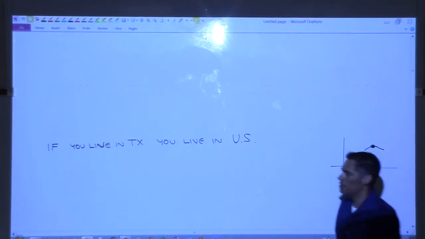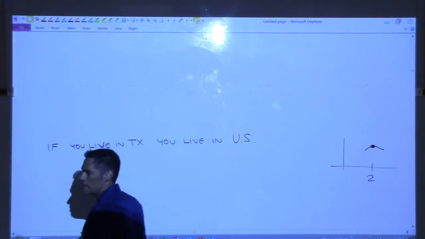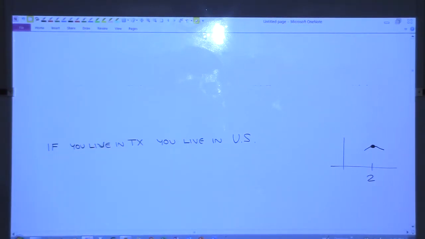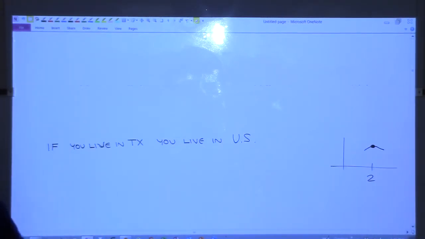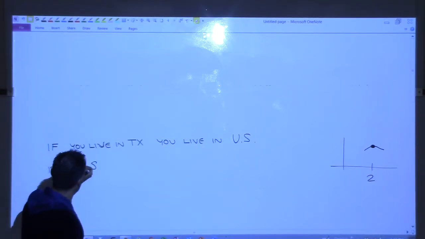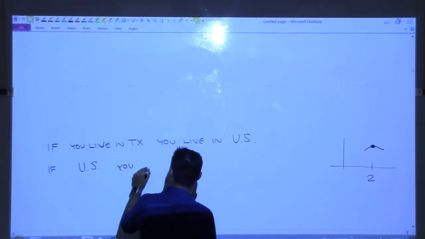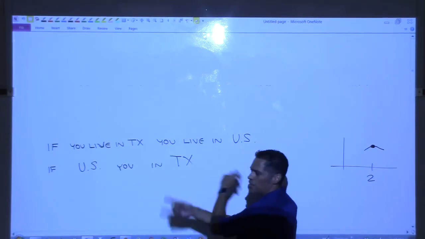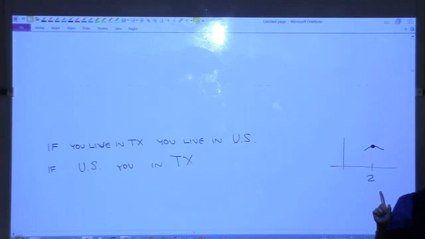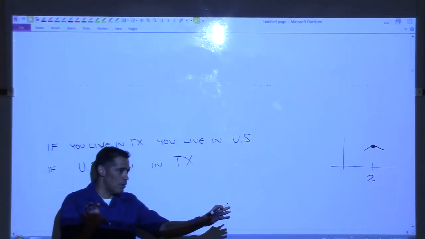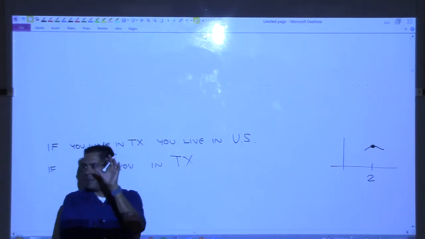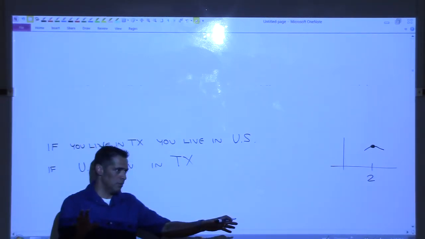If you live in Texas, you live in the United States, at least unless we secede, but for now, if you're living in Texas, you're still living in the United States. Does that work the other way around? If you live in the US, then you live in Texas. You can't just flip it, right? And that's what I'm saying about that theorem: if you're differentiable, then you must be continuous at that point. You cannot flip it and say that if you're continuous, you have to be differentiable. All right?